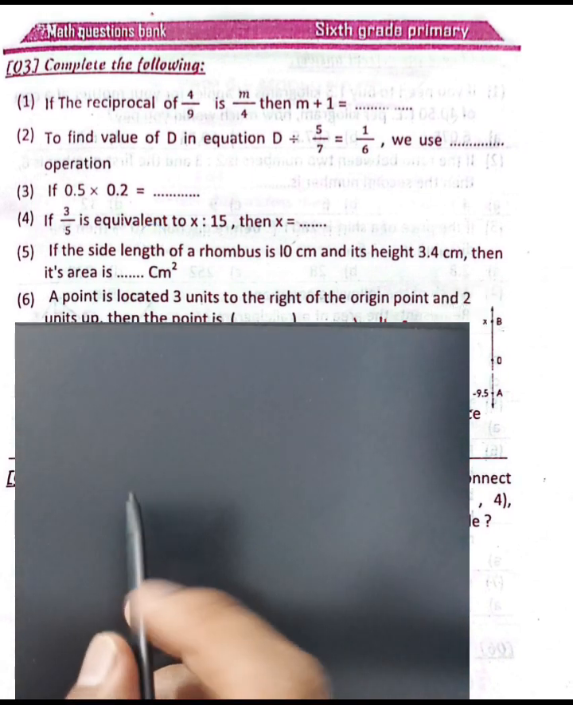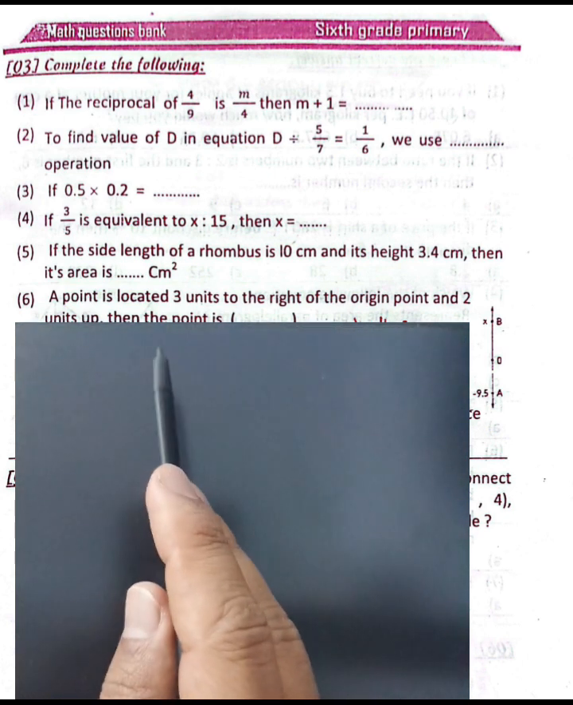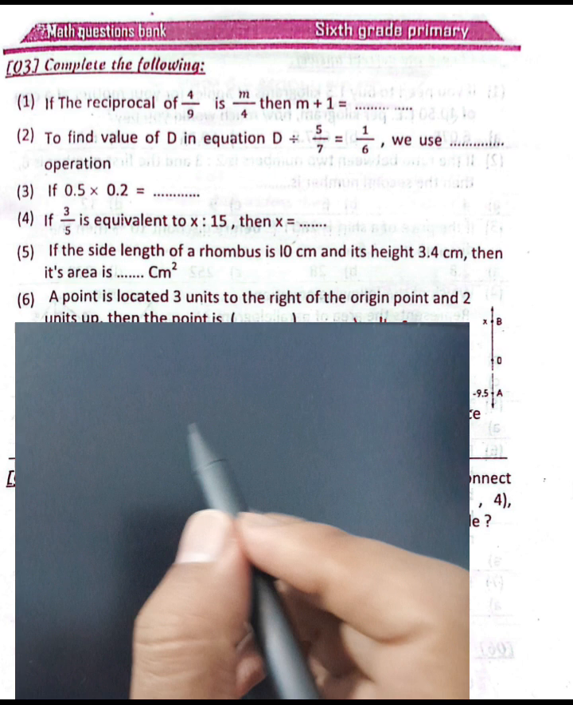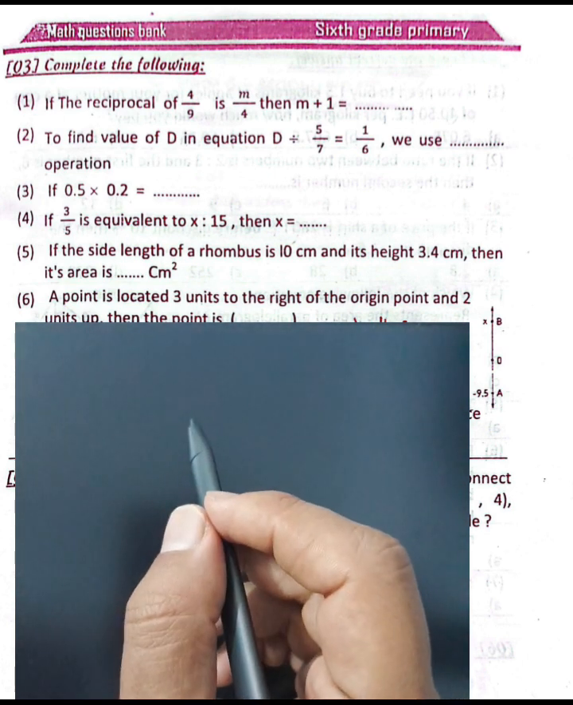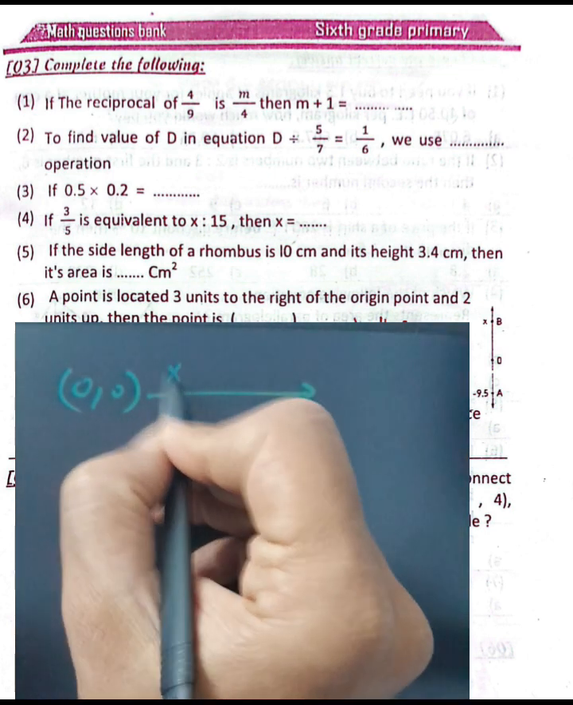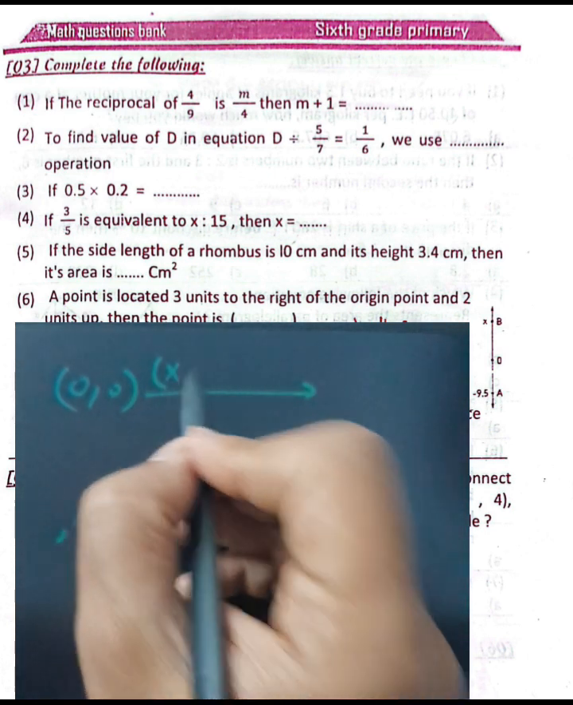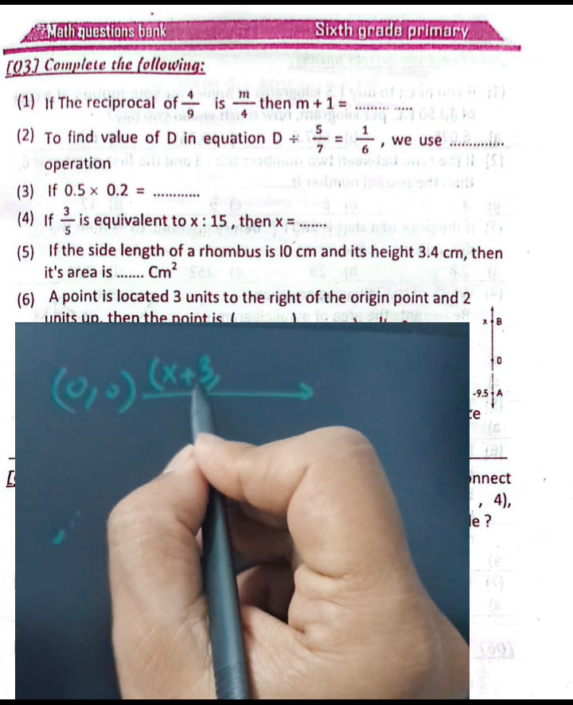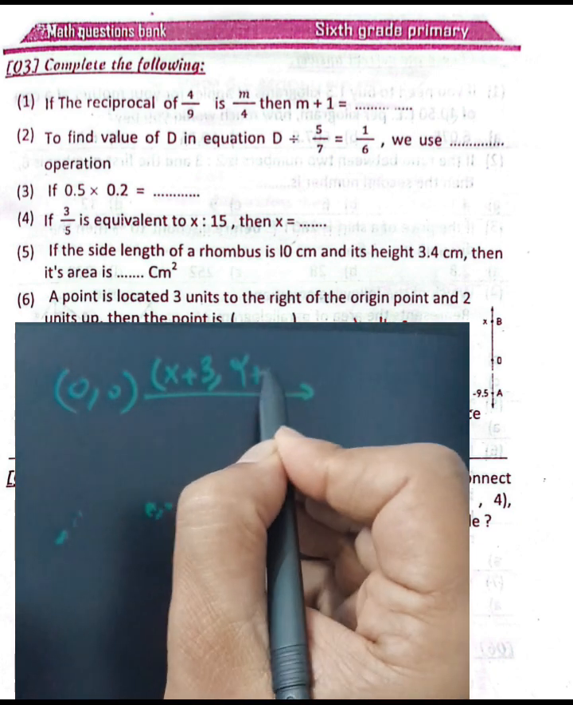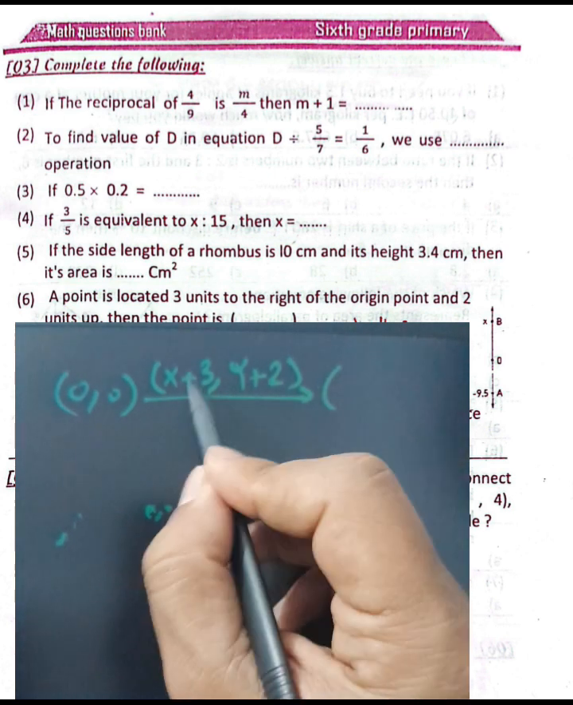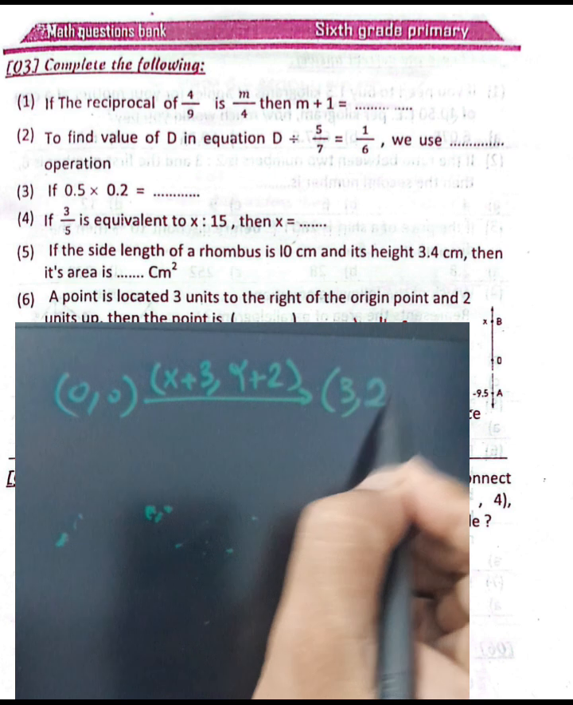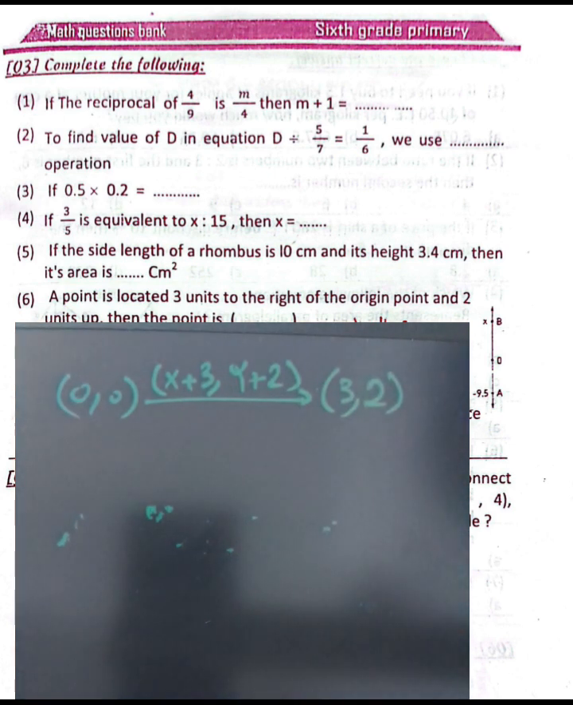Number 6. A point located 3 units to the right of the original point and 2 up will be what? The original point was 0 and 0. They give us the rule: move to the right by 3 units, meaning x plus 3, and 2 units up, meaning y plus 2. Then the image will be 0 plus 3 equals 3, and 2 plus 0 equals 2. Then the image will be 3 and 2.